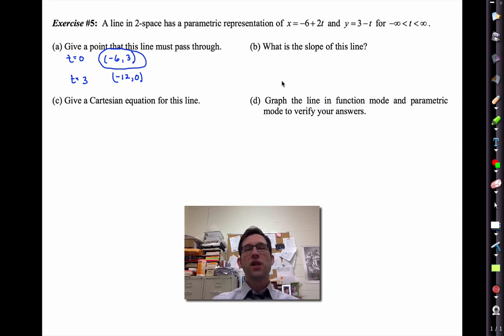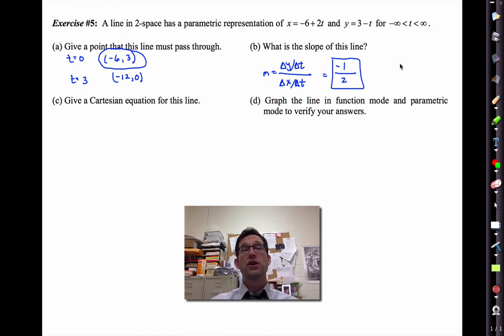What is the slope of this line? Again, pause the video now and see if you can answer this question. All right, let's go through it. Well, you could use 2 points and calculate the slope, but again, the slope is going to be the slope of the y line divided by the slope of the x line. The slope of the y line is negative 1. The slope of the x line is positive 2. So the slope of this line is negative 1/2.